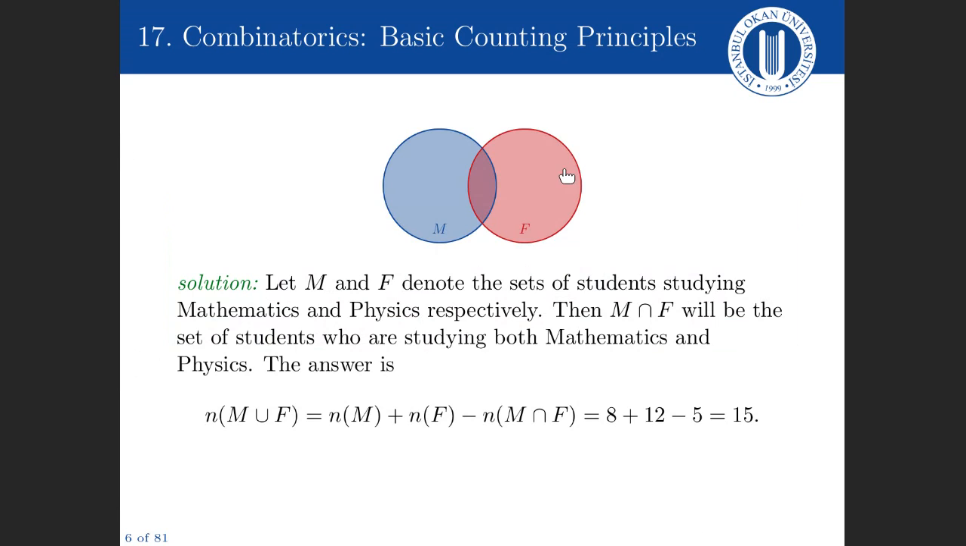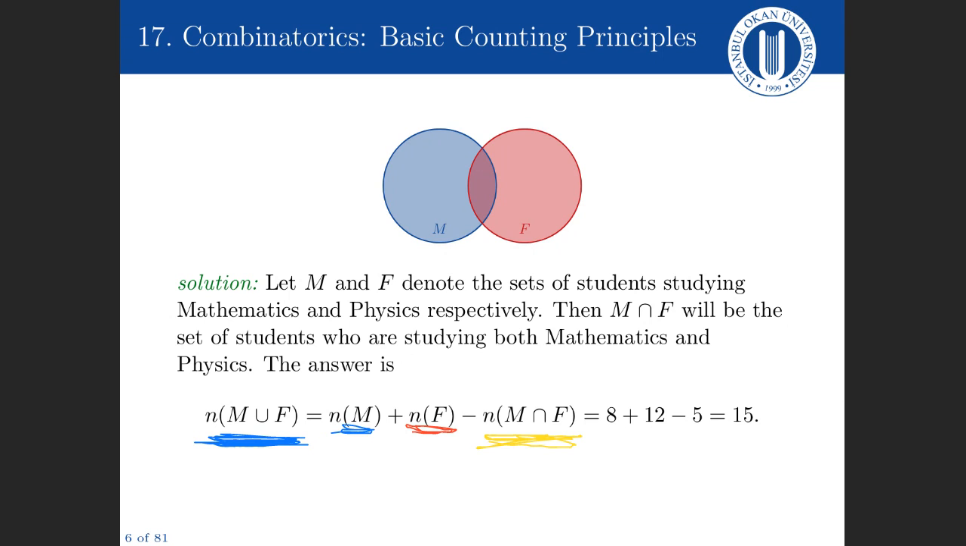In this example, if M is the set of students studying maths and F is the set of students studying physics, there's an overlap or an intersection between these 2 sets because some students are studying both maths and physics. So to calculate the number of students who are studying either maths or physics, we take the number of students who are studying maths, we add on the number of students who are studying physics, and then, so that we don't count the same students twice, we're going to subtract the number of students who are studying maths and physics.